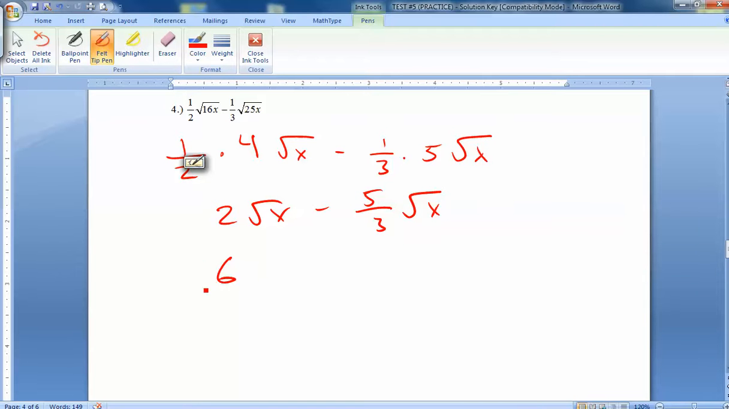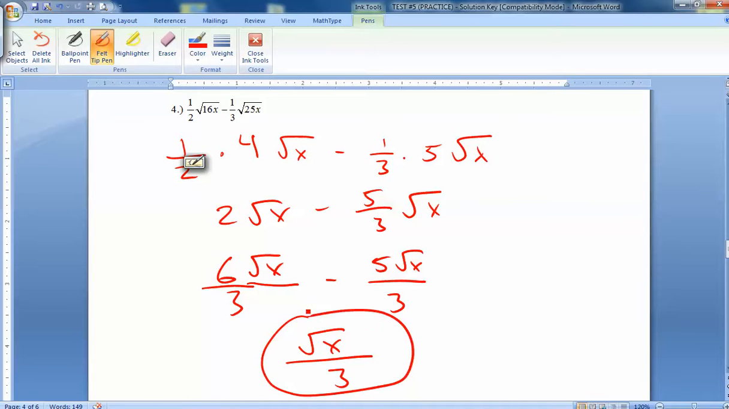Now, if you find the LCD, 2 is 6/3. So you have 6 root x over 3. Remember, the root x can go in the numerator, because root x is a fraction, just root x over 1. And then here I have 5 root x over 3. So we subtract 6 root x with 5 root x, you just get root x. So the answer is root x over 3.